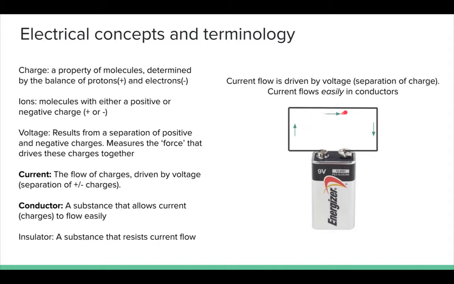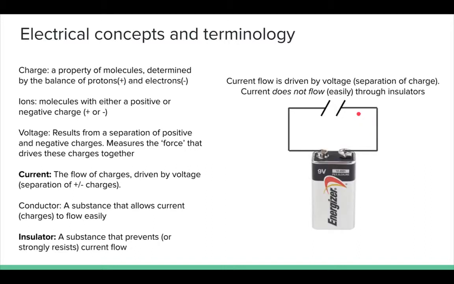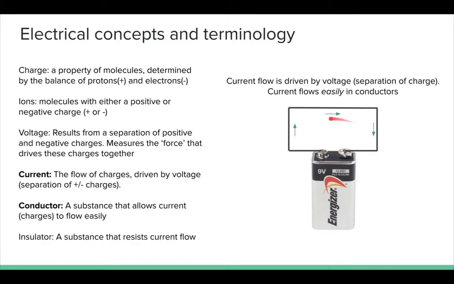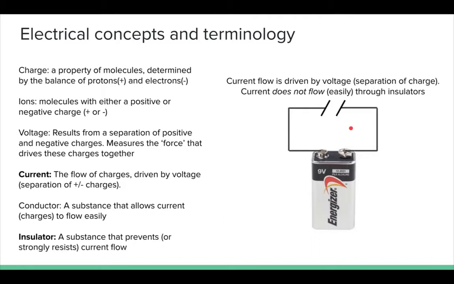Current has to flow through some medium, and in general, a conductor is a substance that easily allows charges to flow. An insulator, on the other hand, is a substance that does not allow charges to flow. So if you imagine we broke this circuit and put an air gap here, the flow of current would stop, because current does not flow as easily through air as it would through a metal wire.